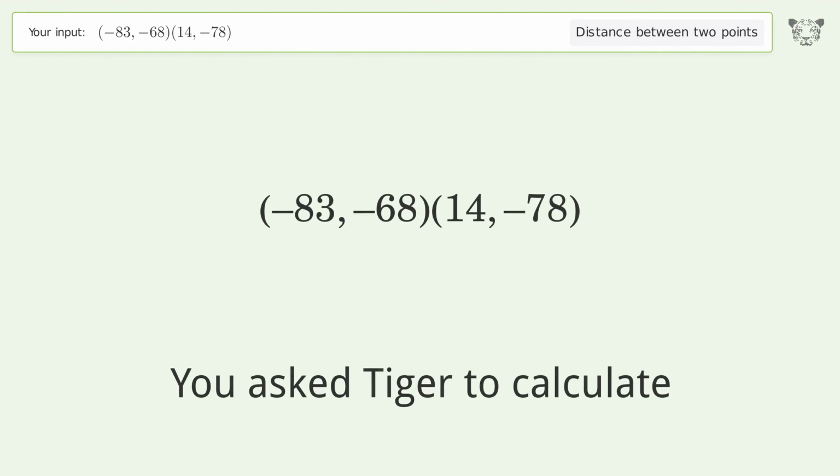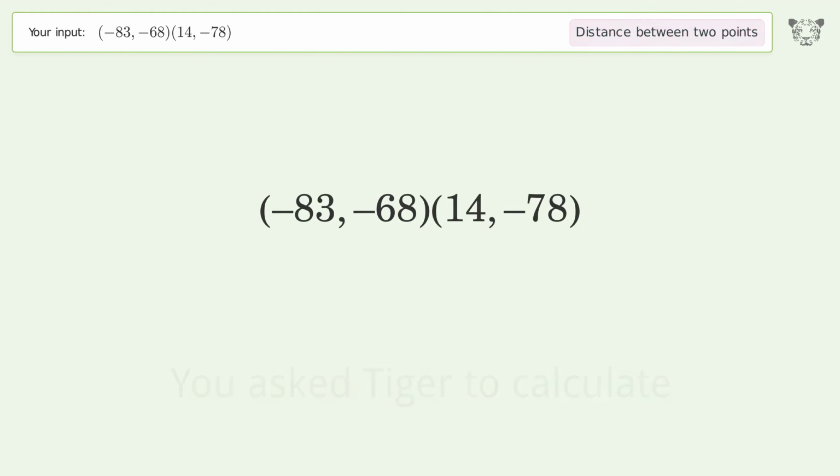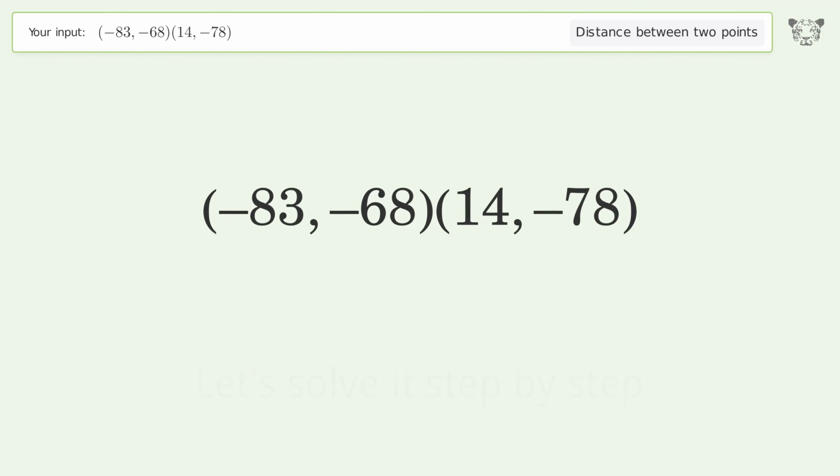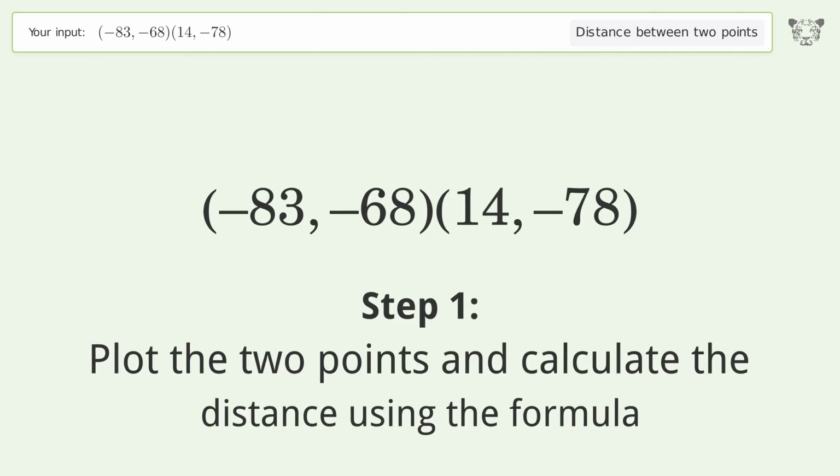You ask Tiger to calculate. This deals with the distance between 2 points. The distance between the 2 points is the square root of 9,509, or 97.514. Let's solve it step by step. Plot the 2 points and calculate the distance using the formula.